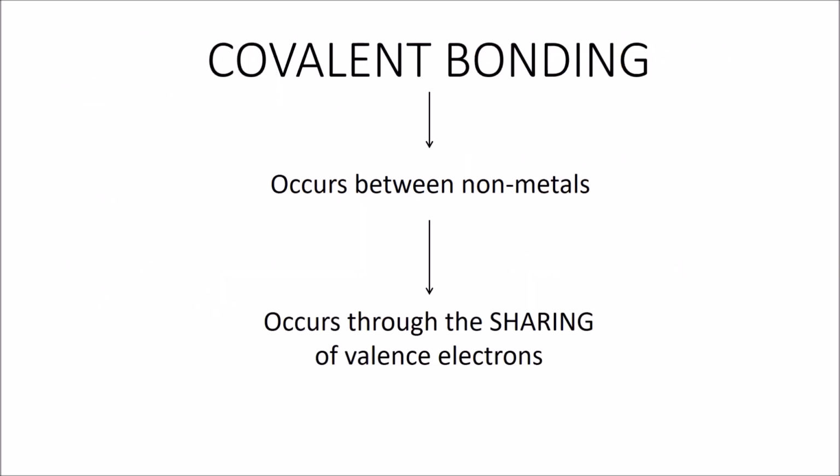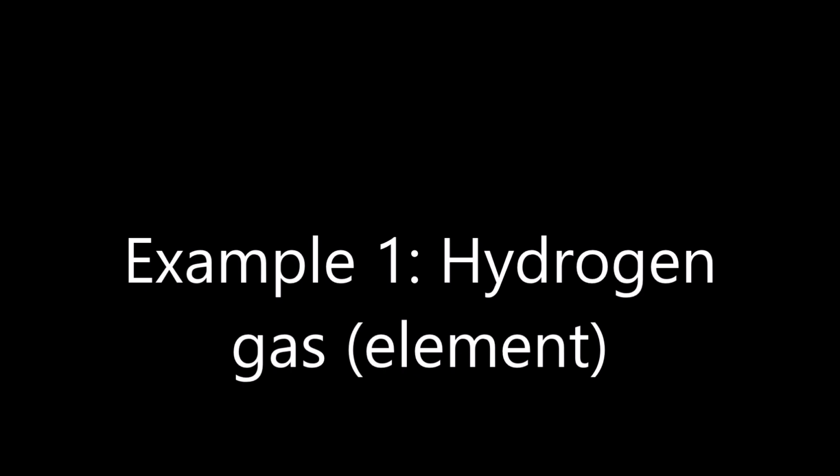A covalent bond forms between non-metals and it occurs by the sharing of valence electrons. Please compare this with ionic bonding so that you know the difference. Okay, let's go straight into an example, which is an element, hydrogen gas.